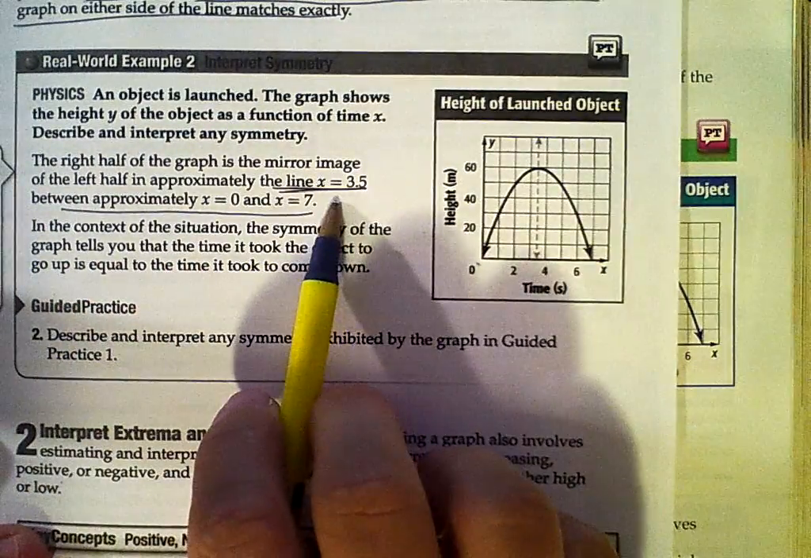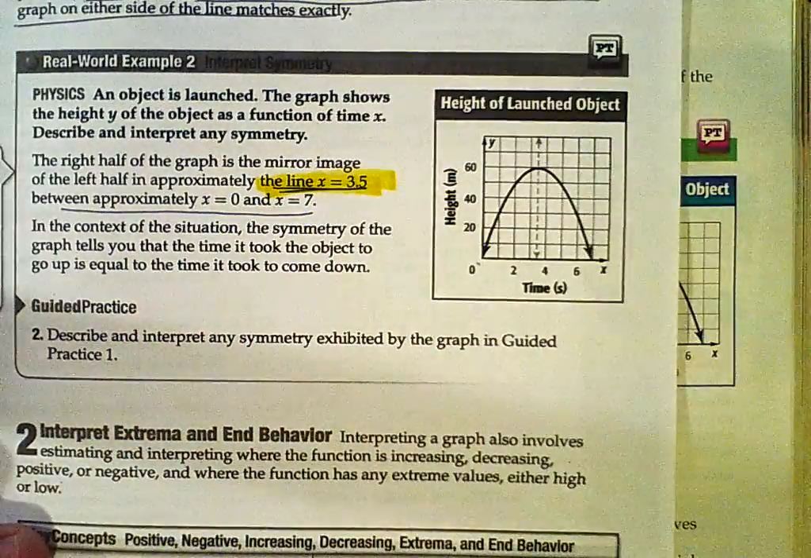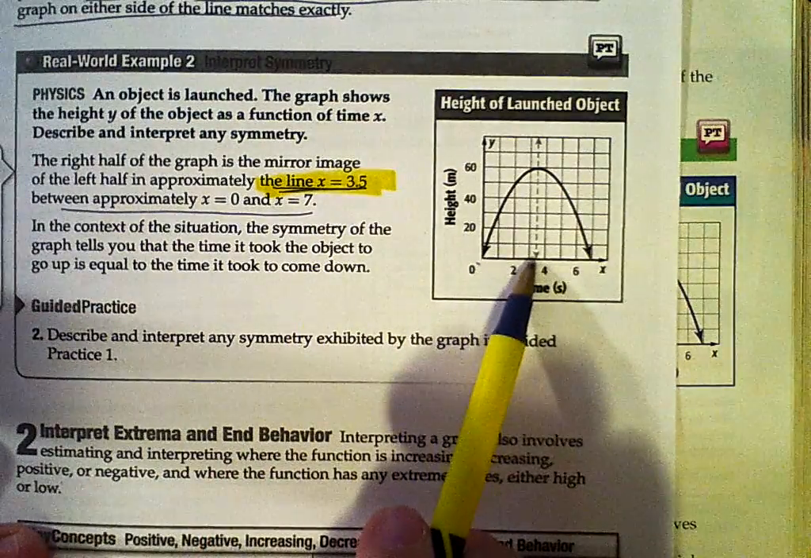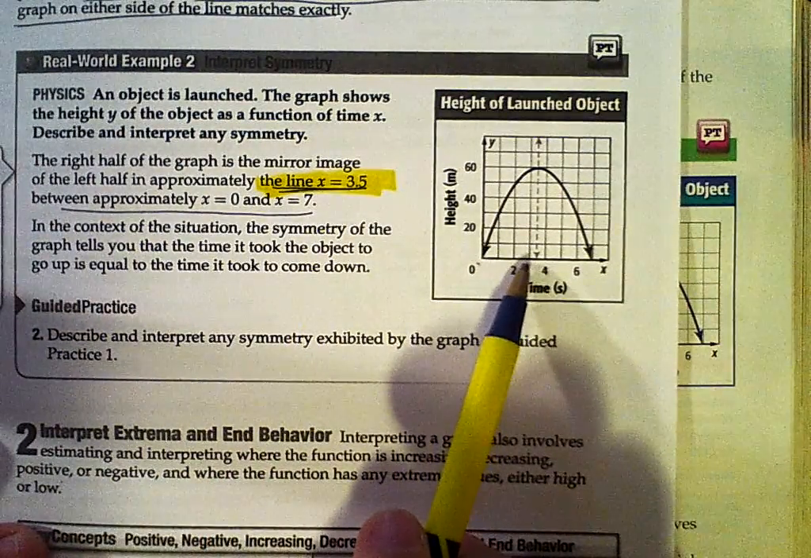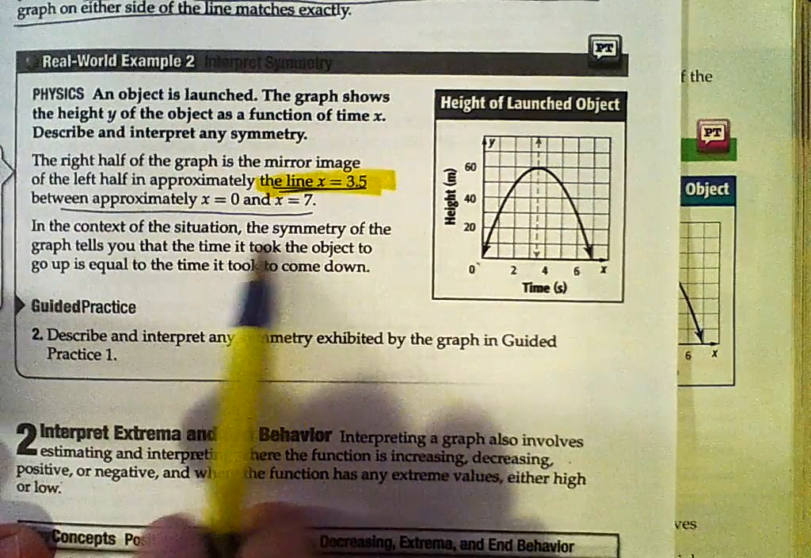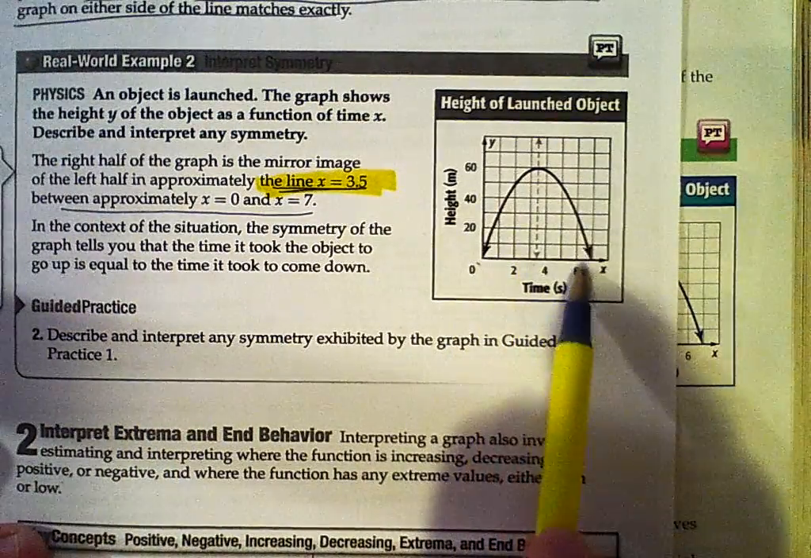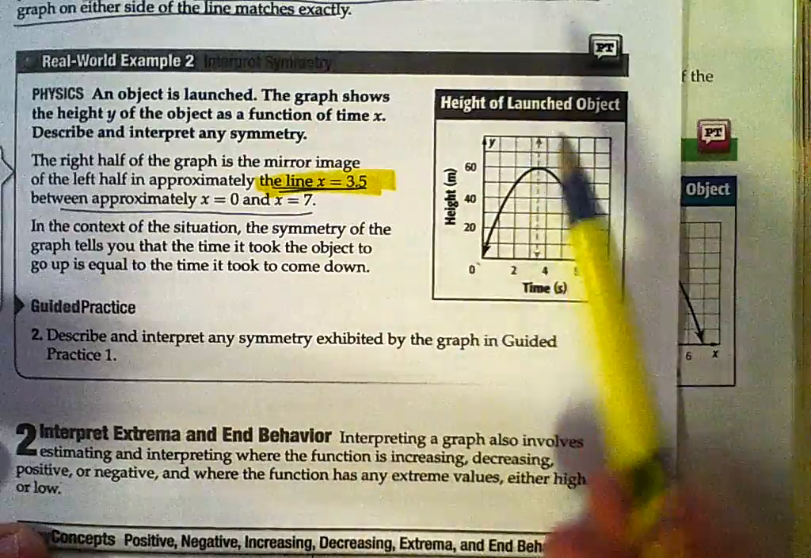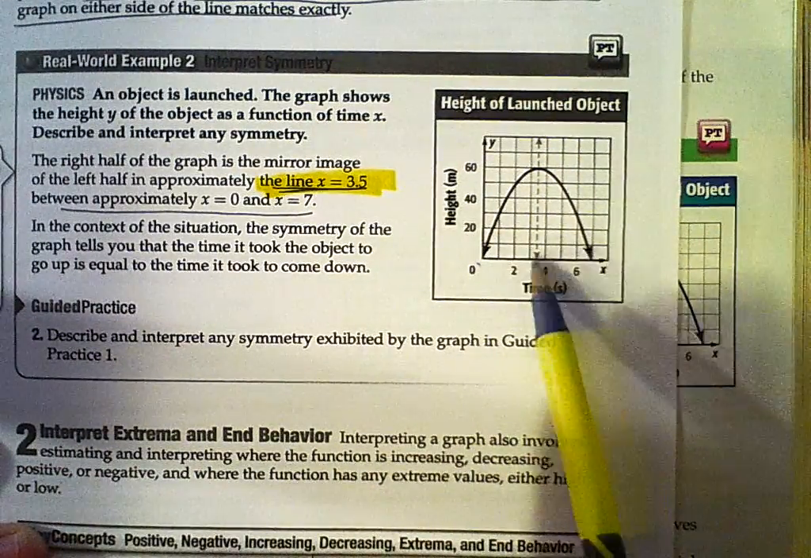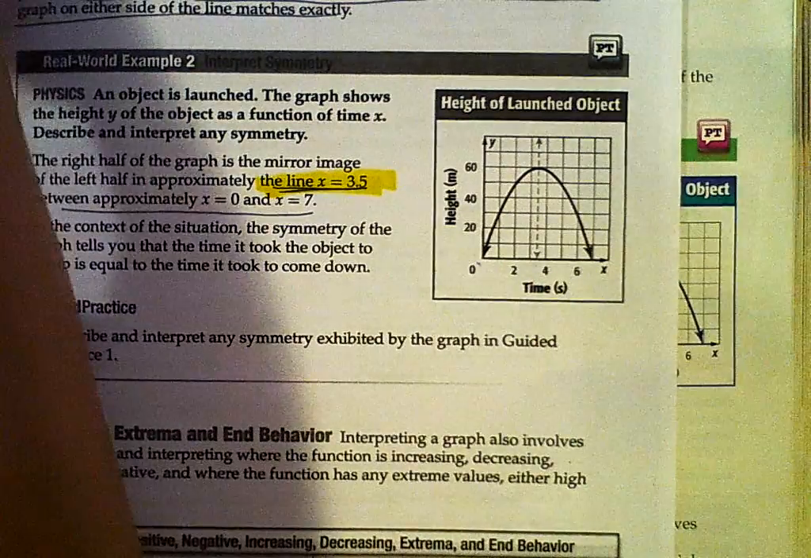Okay, note x equals 3.5. That's how you name a vertical line. Vertical lines are named x equal and then whatever value that is. Here about 3.5. So in this particular situation, that means that it took the object the same amount of time to go up as it did to come down. Because I'm saying the space between here and here, 0 and 3.5 seconds, matches this side, 3.5 to 7 seconds. Okay. All right, that's it for this video.